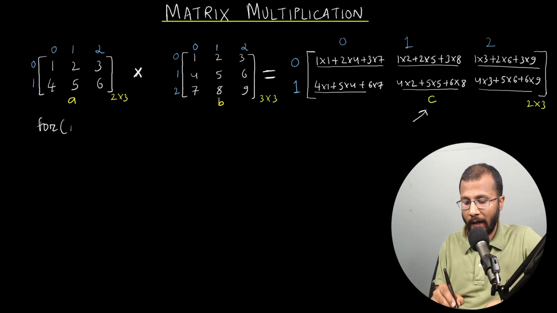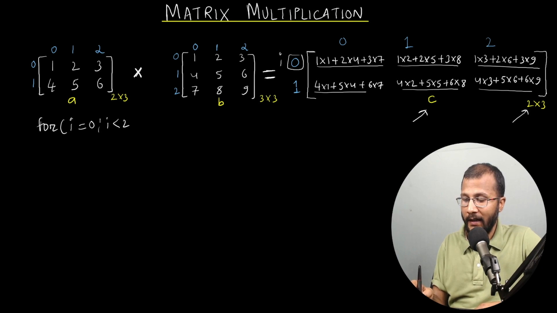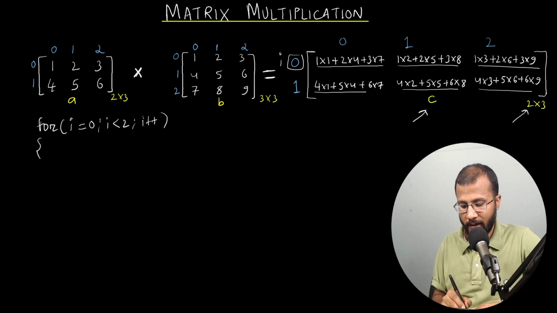So I'll run a loop, i indicating my row. i starts from 0 and goes up to less than 2. Why 2? Because there are 2 rows. So there's index 0, so initially i is 0, and the next time i would be 1. Okay, so i less than 2, i plus plus. This will take care of the rows of the resultant matrix C.